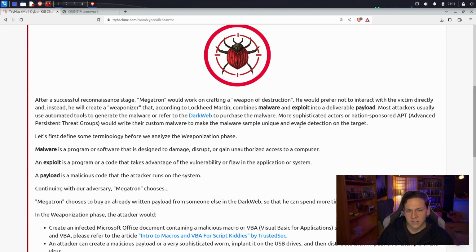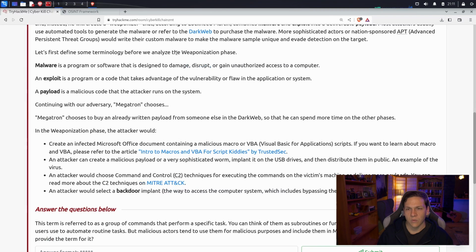Let's first define some terminology before we analyze the weaponization phase. Malware is a program or software that is designed to damage, disrupt, or gain unauthorized access to a computer. An exploit is a program or a code that takes advantage of the vulnerability or flaw in the application or system. A payload is a malicious code that the attacker runs on the system. Continuing with that adversary, Megatron chooses to buy an already written payload from someone else in the dark web, so that he can spend more time on the other phases.